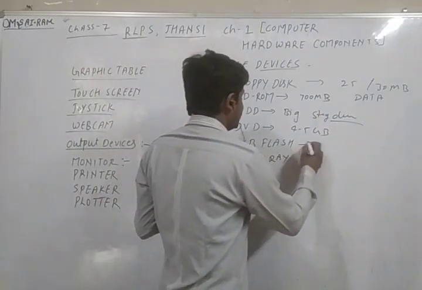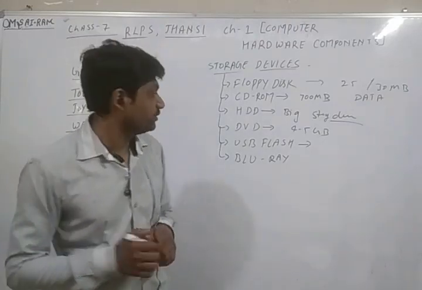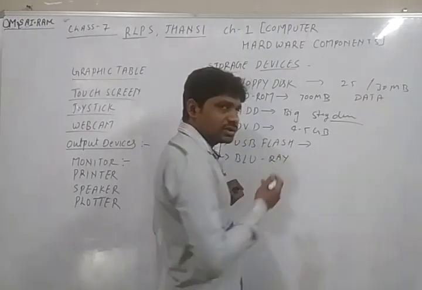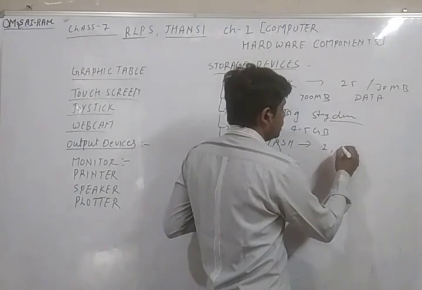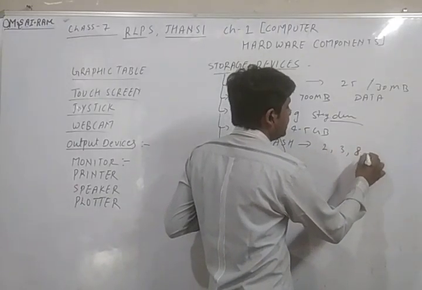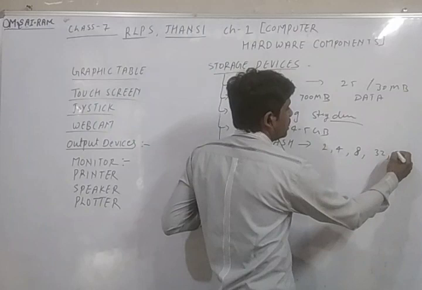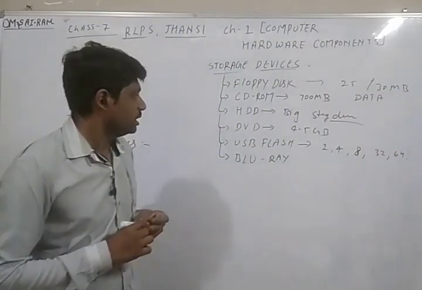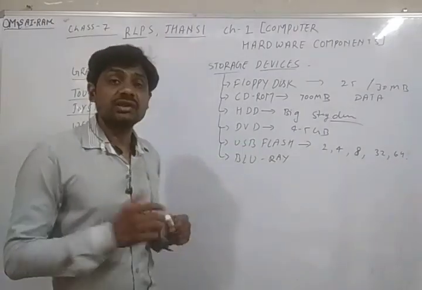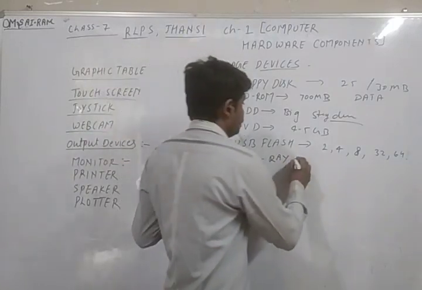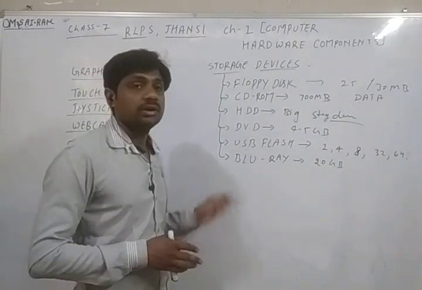Now USB flash means USB drive, right? Pen drive. So it is also a large storage device, but basically it stores 2 GB, 3 GB, 4 GB, 8 GB, 32 GB, 64 GB, like this. Blu-ray disc is like a DVD, but it stores very large data. I think 20 GB of data. Right children? So they all are storage devices.